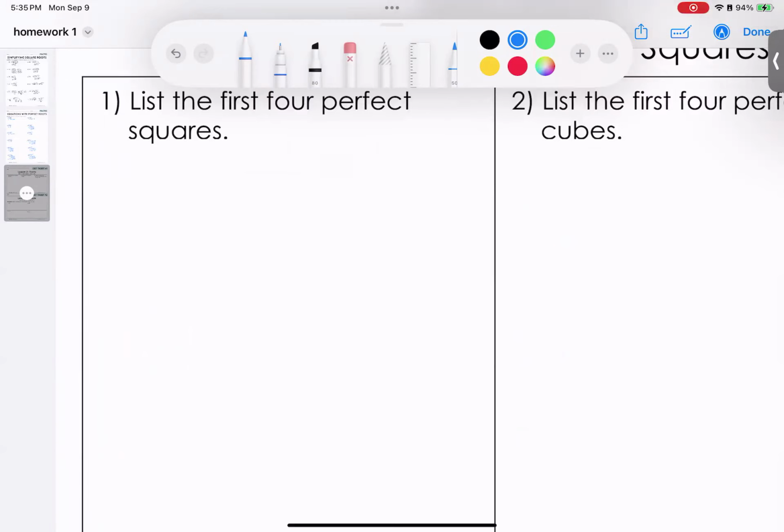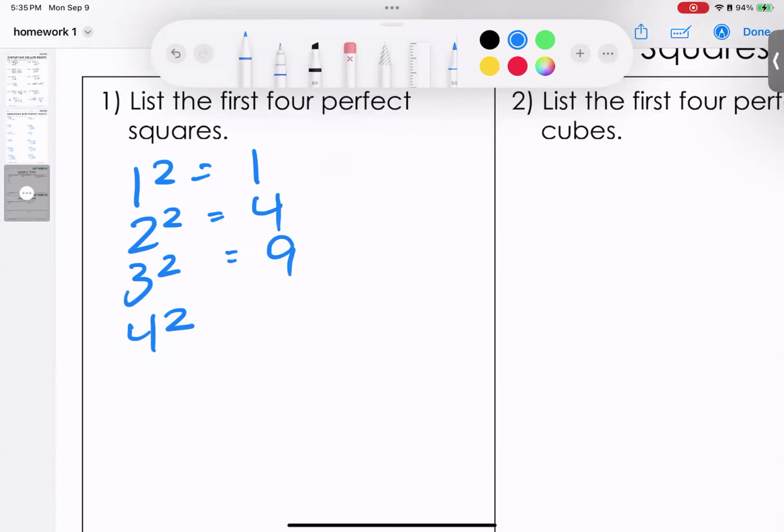So this time I just asked for the first 4. 1 squared, 2 squared, 3 squared, and 4 squared. 1 times 1 is 1. 2 times 2 is 4. 3 times 3 is 9. 4 times 4 is 16.